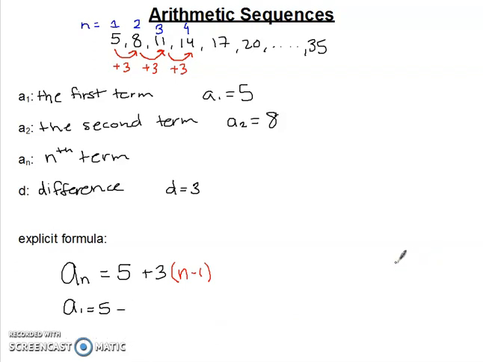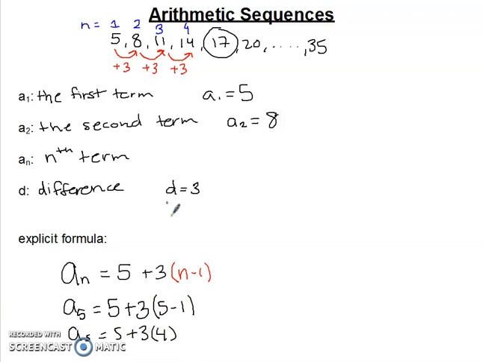If I back up, let me try this explicit formula for maybe the 1, 2, 3, 4, 5th term in line, which we know should be 17. If I plug in a 5, I want the 5th term in line. I start at 5, and then I add on the number 3, 5 minus 1 times, because I want the 5th term in line. So I'm only adding 3 four times. So I start with 5 and I add 3 1, 2, 3, 4 times. Sure enough, A5 is 5 plus 12, and just as we expected, A5 is 17.